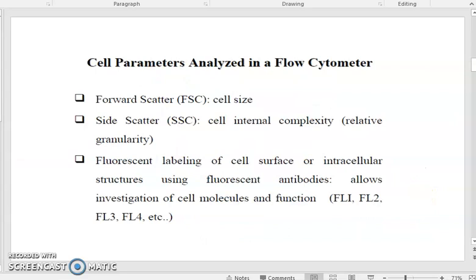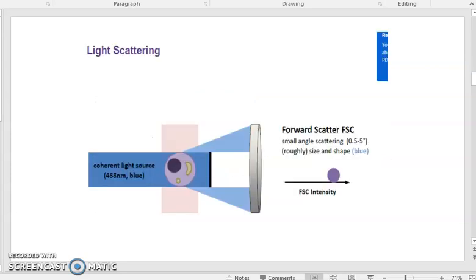There are different cell parameters that are analyzed in a flow cytometer, which include the FSC system, that is the forward scatter for cell size, then the SSC system, that is the side scatter system, and the last one is the fluorescent labeling of cell surface or intracellular structures using fluorescent antibodies. The FSC system shows small angle scattering in the range of 0.5 to 5 degrees and is usually used for size and shape.